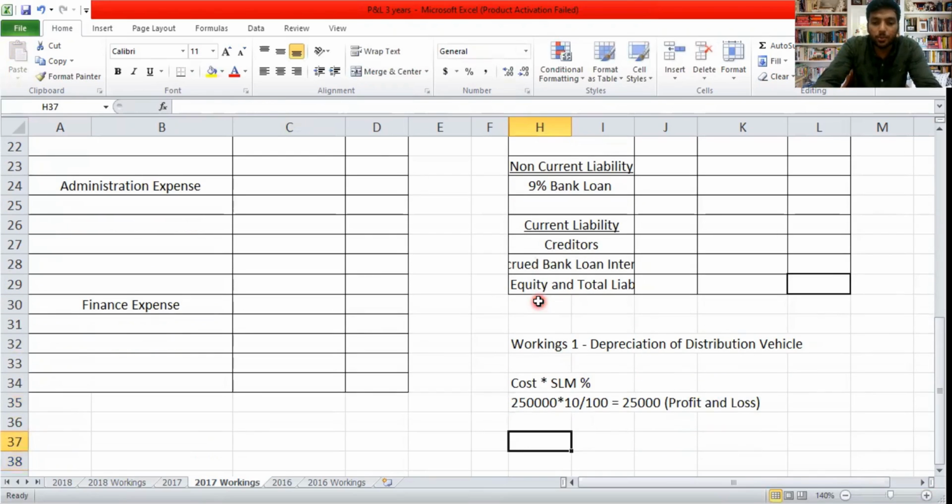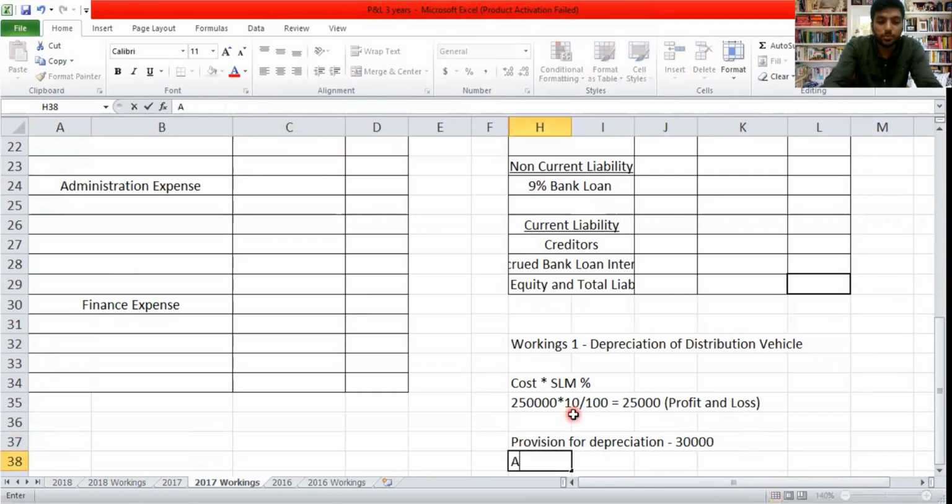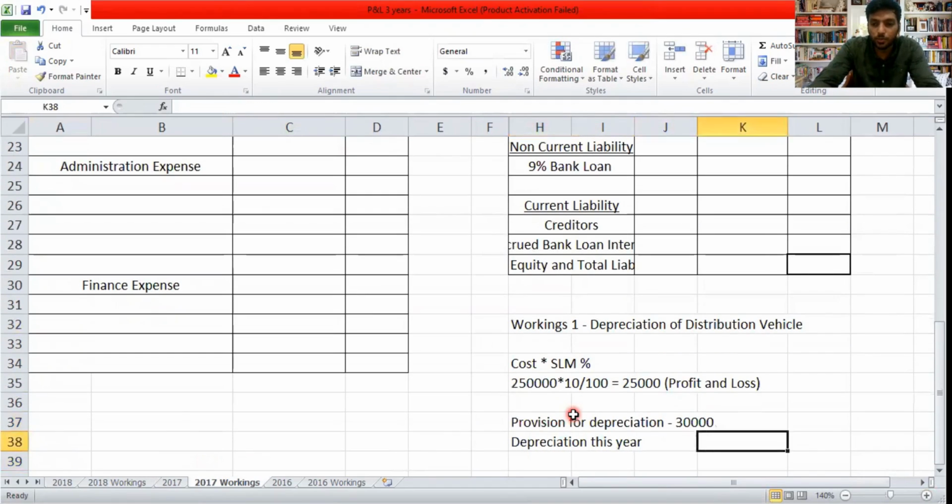Now, how do you take the accumulated depreciation? It's simple. You need to bring the provision first. You all know that we went through the question. Provision is 30,000. So provision for depreciation, or we can say accumulated depreciation, whatever you feel comfortable, you can use. Both are same. Provision for depreciation is 30,000, and you had your actual depreciation this year. What was your actual depreciation this year? You have depreciation this year 25,000. So I'm going to total your 30,000.